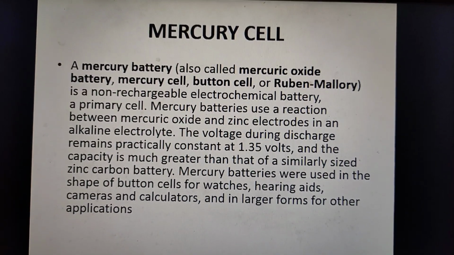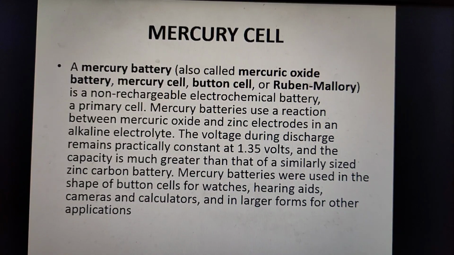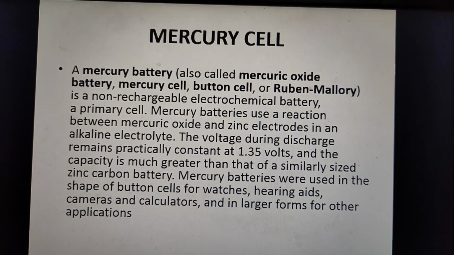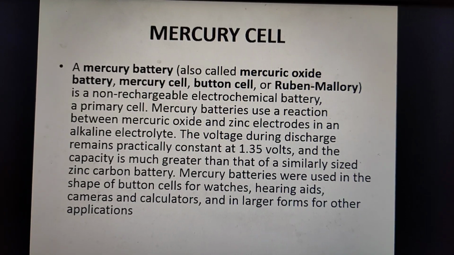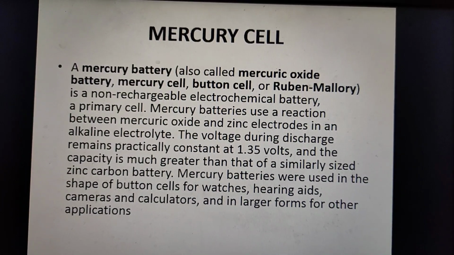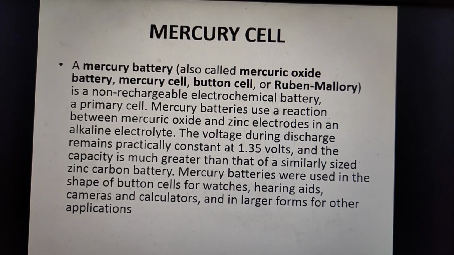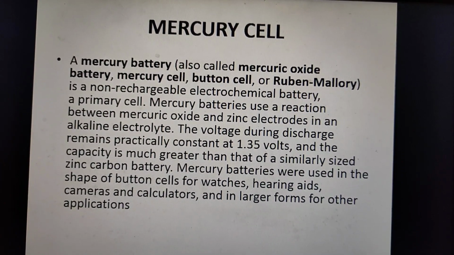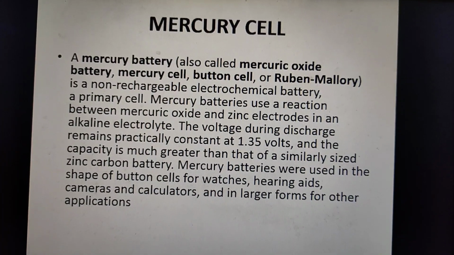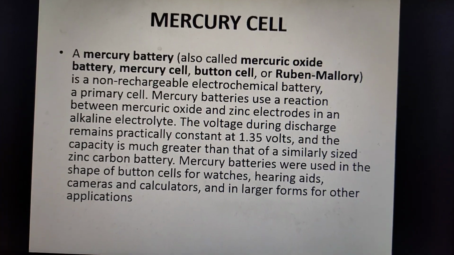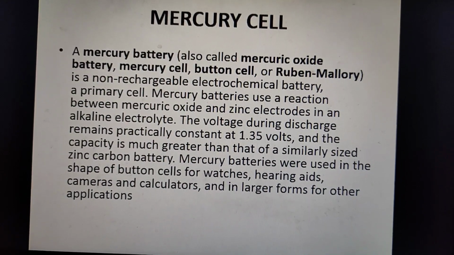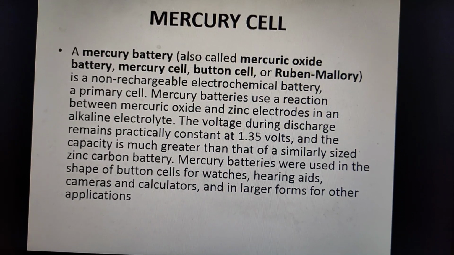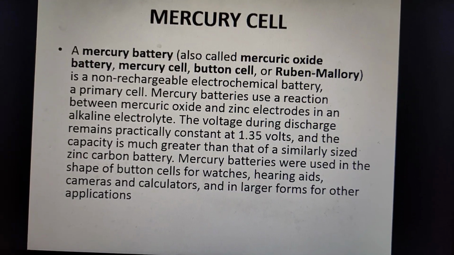A mercury cell, also called a button cell, is a non-rechargeable electrochemical battery, a primary cell. Mercury batteries use a reaction between mercuric oxide and zinc electrodes in an alkaline electrolyte. The voltage during discharge remains practically constant at 1.35 volts, and the capacity is much greater than that of a similarly sized zinc carbon battery. Mercury batteries are used in button cells for watches, hearing aids, cameras, calculators, etc.